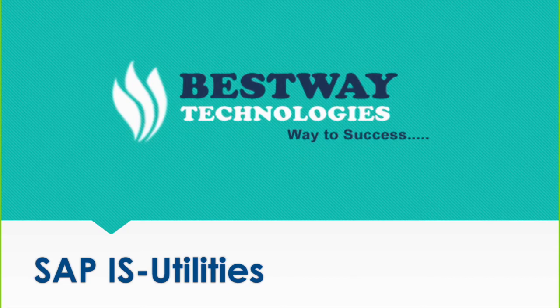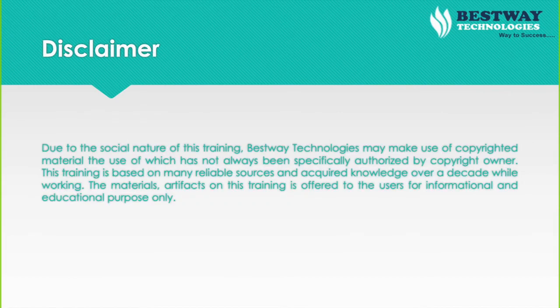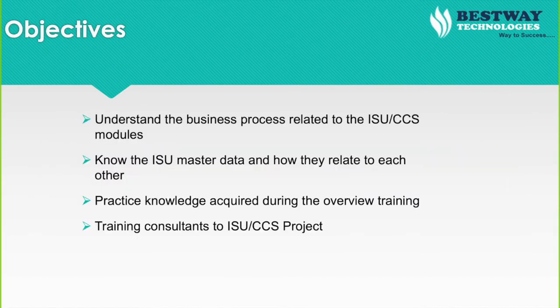Today's topic: SAP IS Utilities. Disclaimer: SAP is one of the ERP packages. When I say ERP, I mean Enterprise Resource Planning. The name itself says enterprise is an organization. Resources are made up of five different M's: market, material, machine, man, and money. So these five are called resources. Managing and planning the optimum utilization of these resources is the concept of ERP.